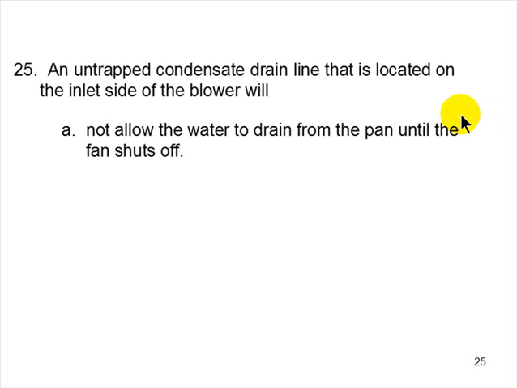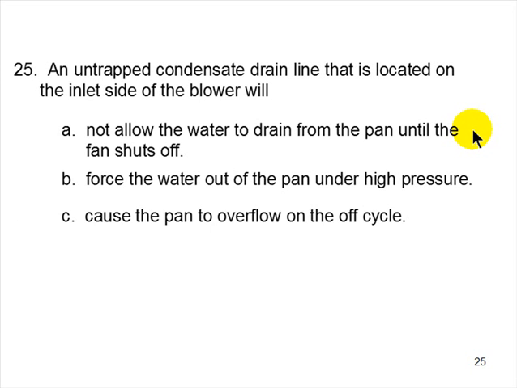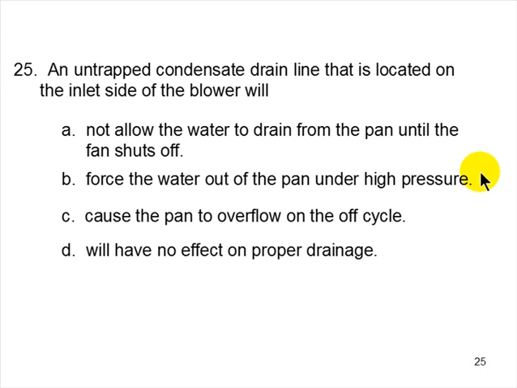25. An untrapped condensate drain line that is located on the inlet side of a blower will not allow the water to drain from the pan until the fan shuts off. Force the water out of the pan under high pressure. Cause the pan to overflow on the off cycle. Will have no effect on proper drainage. Yeah, if it's on the negative side, it's going to be pulling negative air in, and it's not going to allow the drain pan to drain while the fan is on. When the fan shuts off, it'll drain fine.